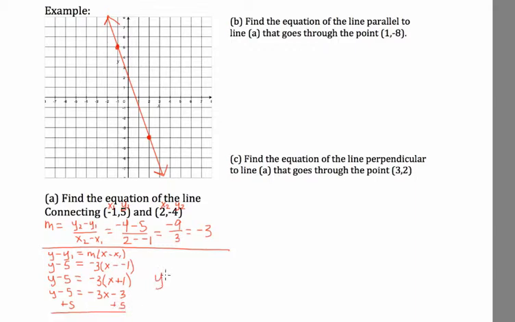So I get y equals -3x plus 2. Now double check that with your line that you've drawn. Is my slope -3? Yeah, down 3, right 1, down 3, right 1. And does it have a y-intercept of 2? Yeah, it looks to have a y-intercept of 2. So there is the equation in slope-intercept form of part A.